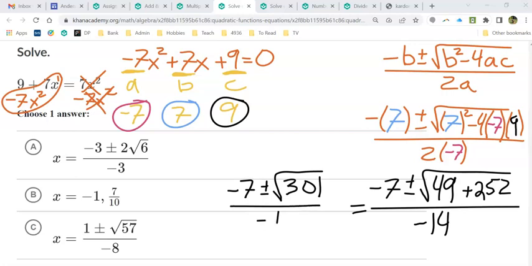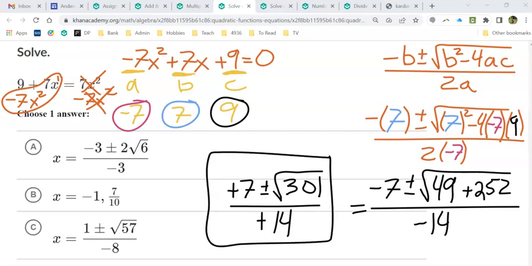All over negative 14. Now let's see if we have an answer. I think it's actually going to be D down here. Because we have a negative sign in front of both these 7 and 14, we can convert them to positive signs, use both. So we'll have 7 plus minus square root 301 all over 14. And I'm pretty sure that's D down there.